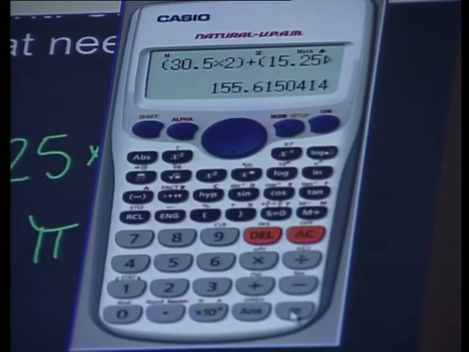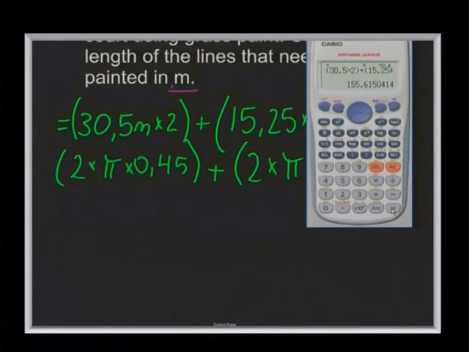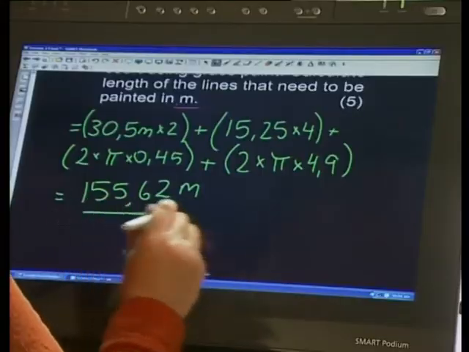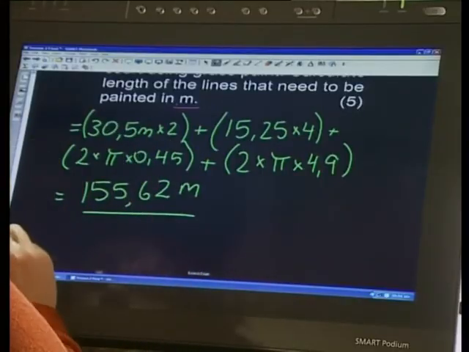And I get 155,62. So let's go back to this, write that in. 155,62. And what were we dealing with? Meters. 155,62 meters. Don't leave out that step. Don't ever just write the answer.